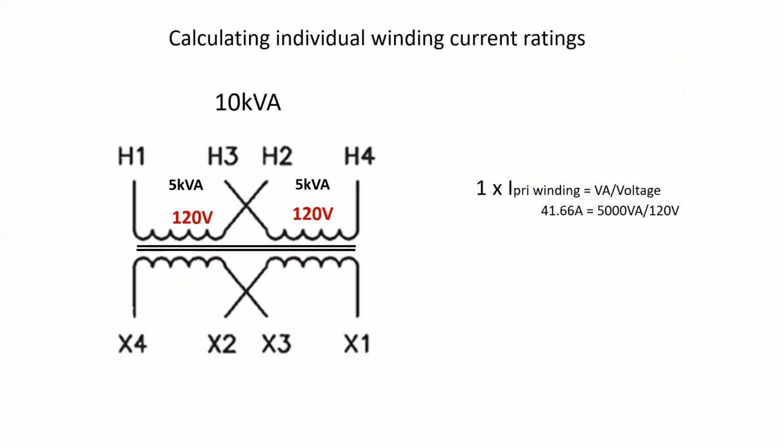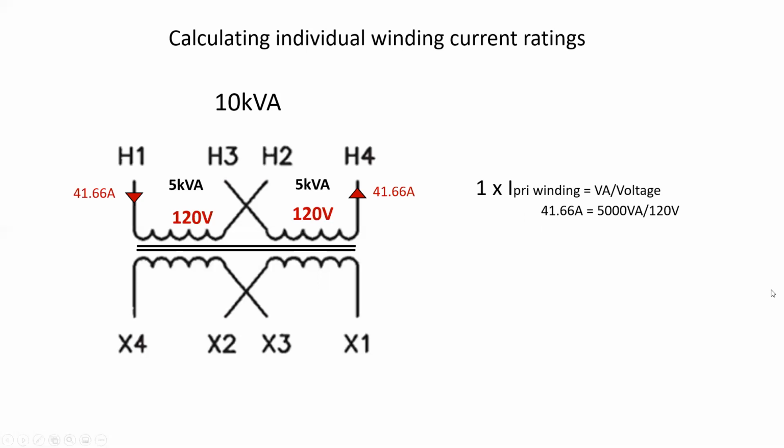So let's take a look at calculating the individual winding current ratings. How many amps can each one of these windings carry? So again, we've got our VA divided by voltage, and we're going to do one single primary winding. And one single primary winding then means that we're taking the VA of one winding and the voltage of one winding. So 5,000 divided by 120 gives me 41.66 amps. Now remember, they're both identical in value. So that means that both those windings would have exactly the same current rating, 41.66 amps.